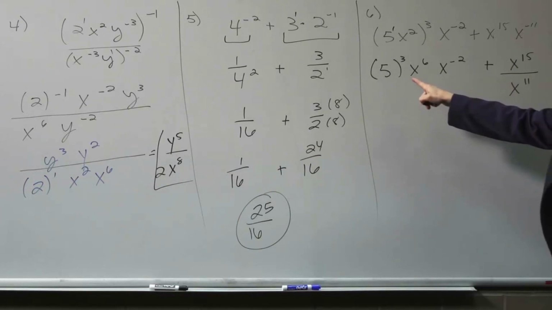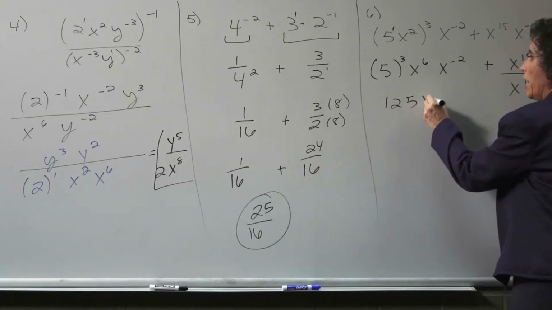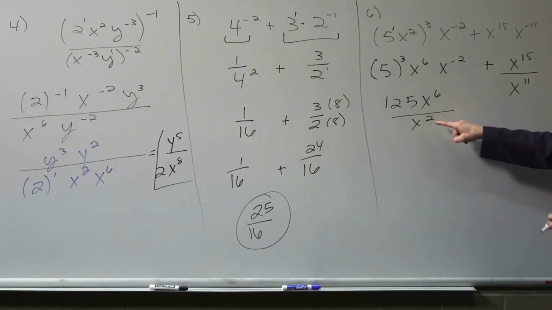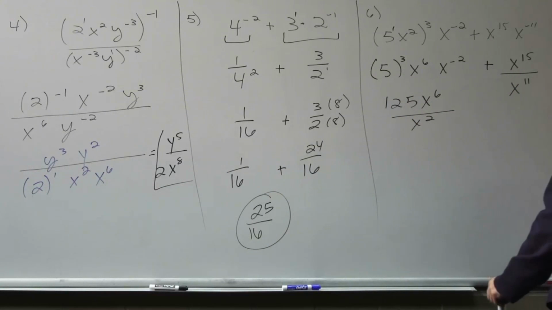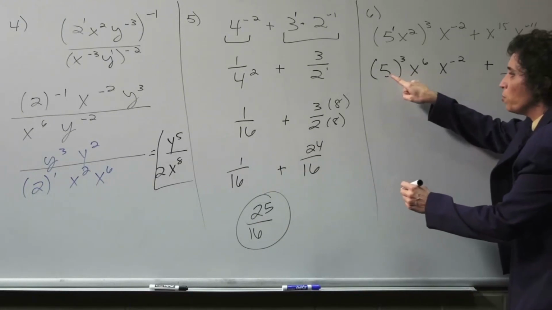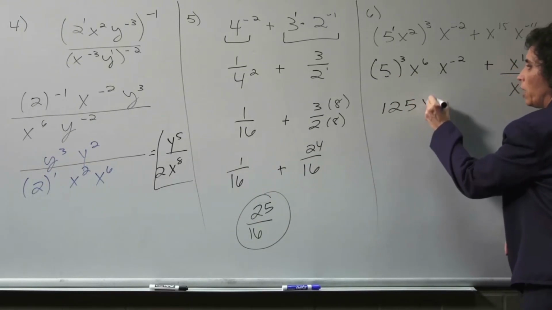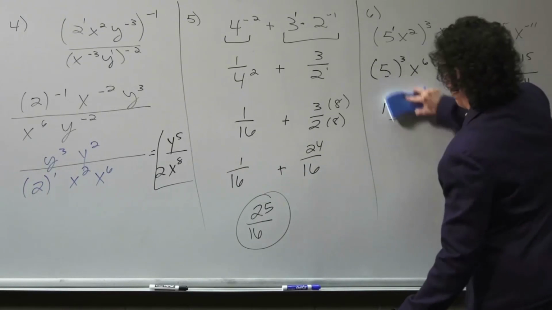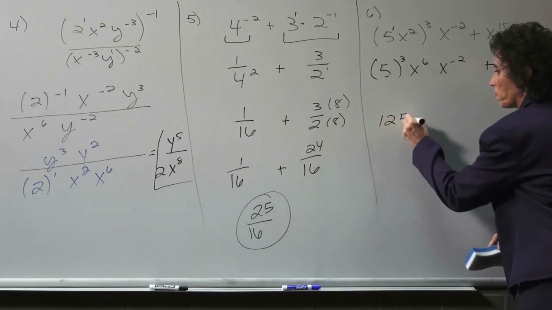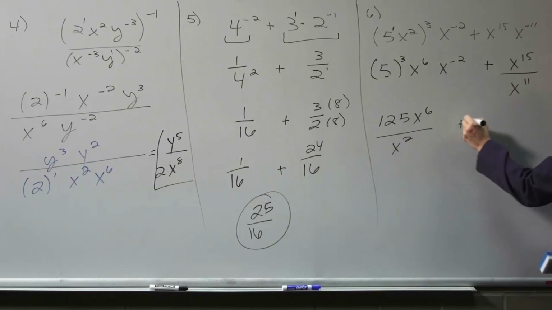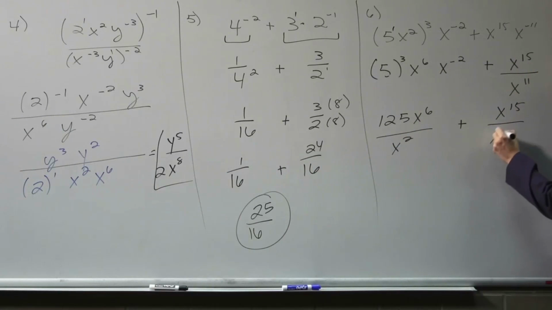Still more fun. 5 cubed is 125. X to the 6th, but the square can go down. So I have 125 x to the 6th over x squared. And I'm going to move him down a little bit because I'm getting in the way here. So let's try that. I could show you, make sure you know where I got that. 5 cubed. 5 times 5 times 5. 125. X to the 6th. I did it again. I need a raise. Okay, here we go. Over x squared, because these are positive exponents, this is a negative, plus x to the 15th over x to the 11th. Okay? Now, we can reduce.